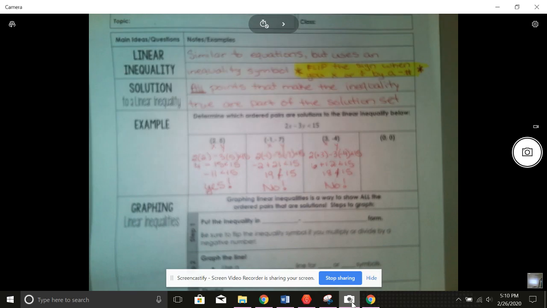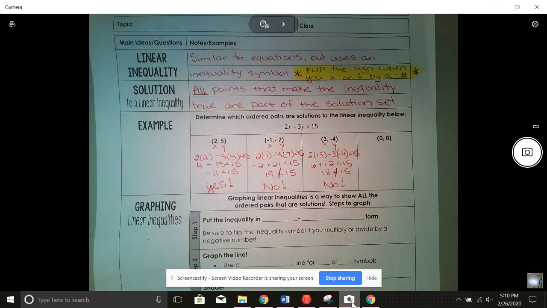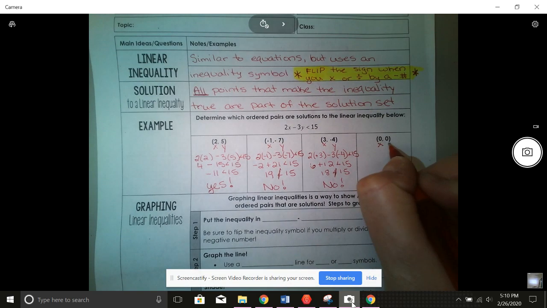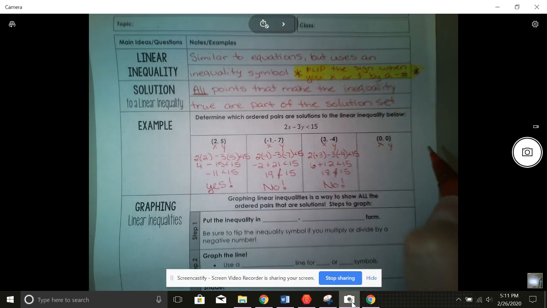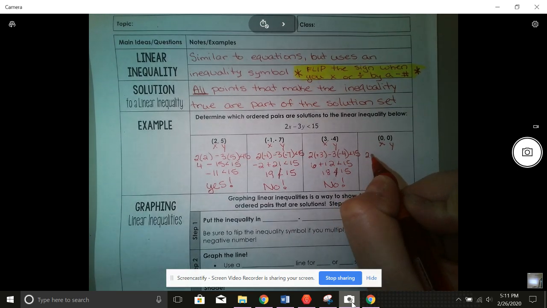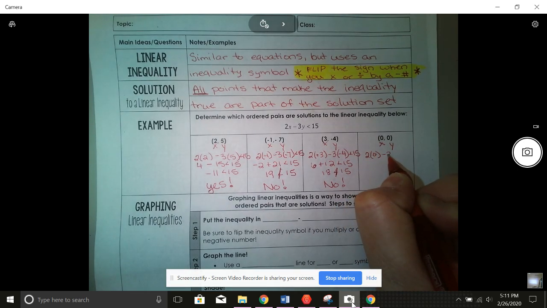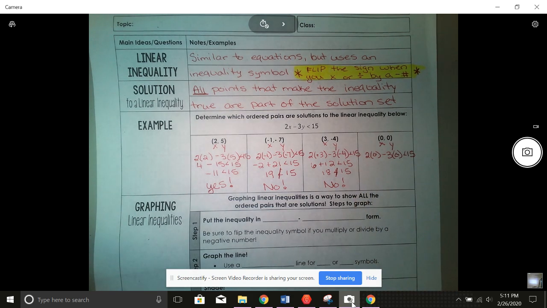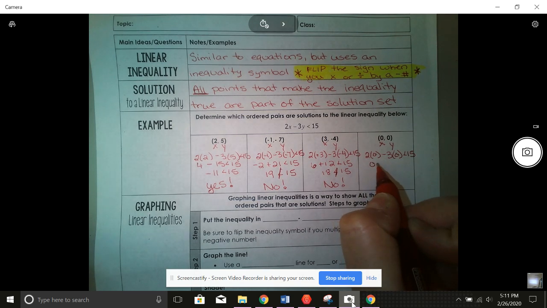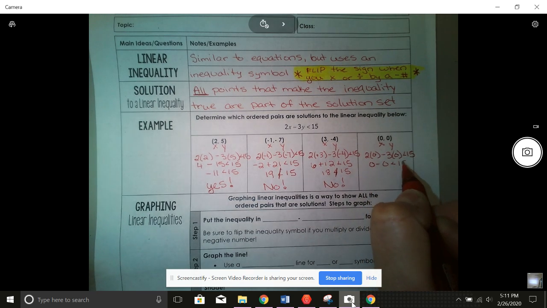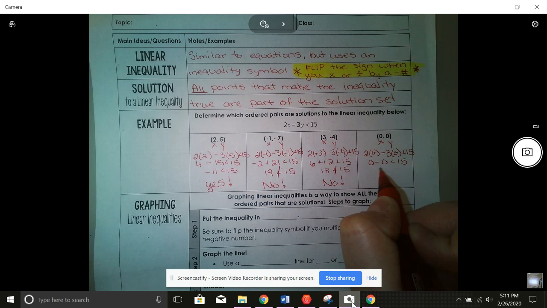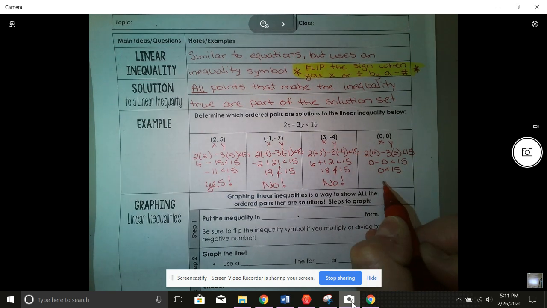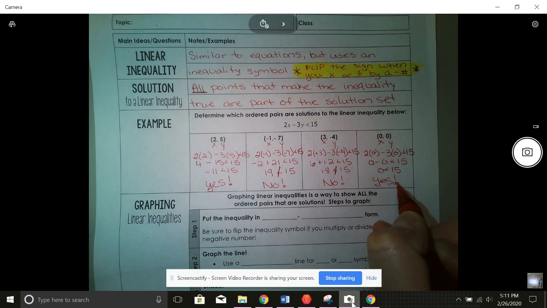Okay, we've got one more to check. We'll use 0 for x and y. This is the origin. So 2 times 0 minus 3 times 0. Is that less than 15? Well, this is some easy arithmetic. Anything times 0 is 0. And 0 take away 0 is 0. 0 is less than 15, so yes, this is part of the solution set.